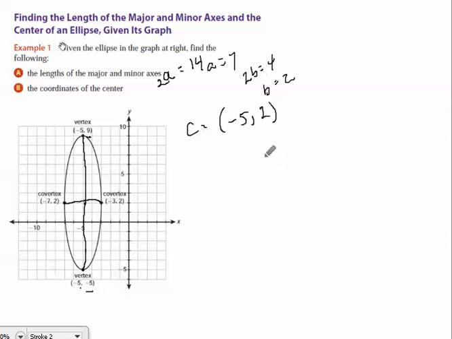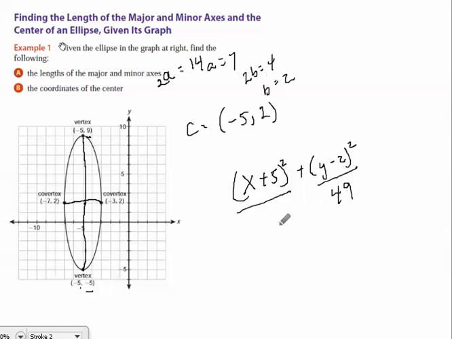So I could actually write the equation for this ellipse. How could I do that? It's x plus 5 squared plus y minus 2 squared. It is a vertical ellipse, so my a is going to go underneath the y's over here. Since a is 7, 7 squared is 49. And since b is 2, that'll be a 4. And this will be equal to 1.